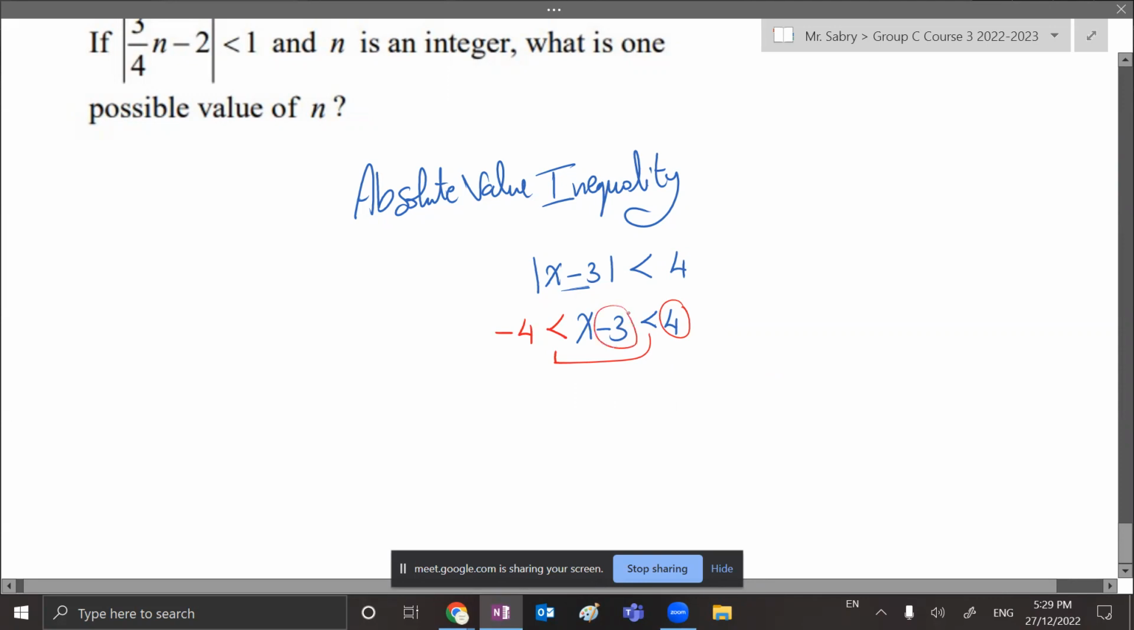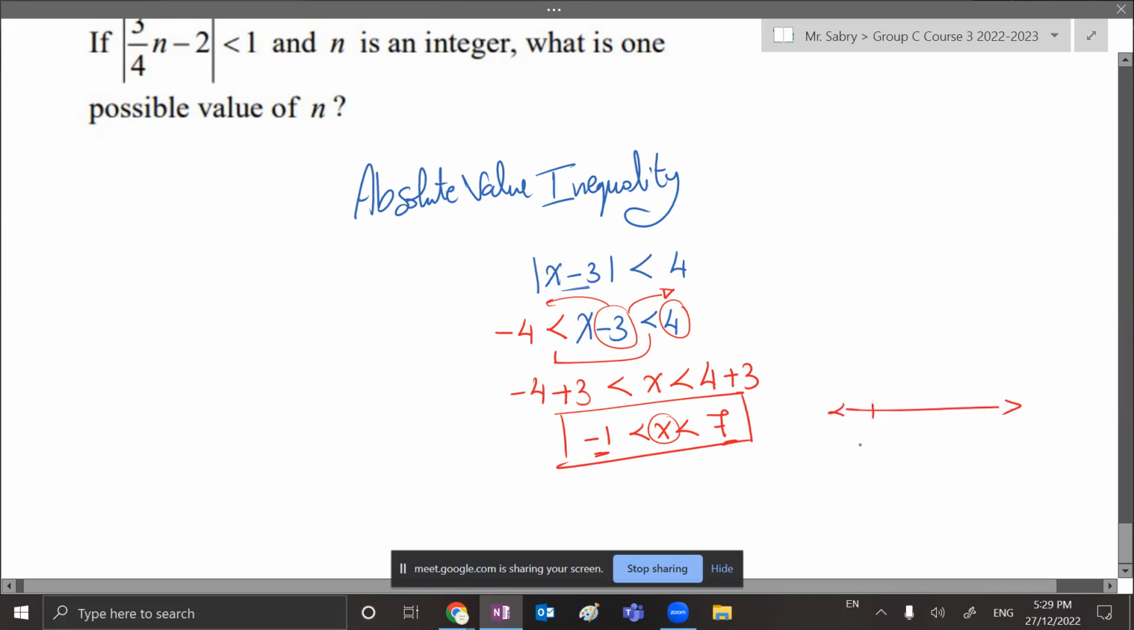We're supposed to move the -3 to the other side, but here we have two sides, so I'll move it to both sides. I'll put the -4 as it is, +3 here, and +3 there. -4 plus 3 became -1. 4 plus 3 became 7. So that's it. X is between -1 and 7. X is any number that's bigger than -1 and at the same time less than 7. On a number line, it would look like this. Does that make sense?